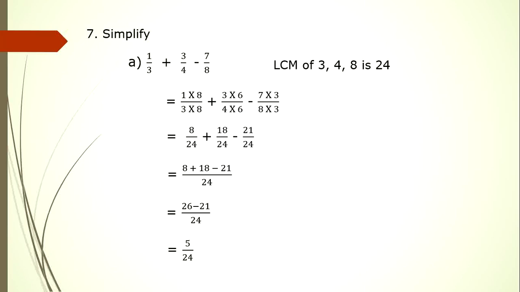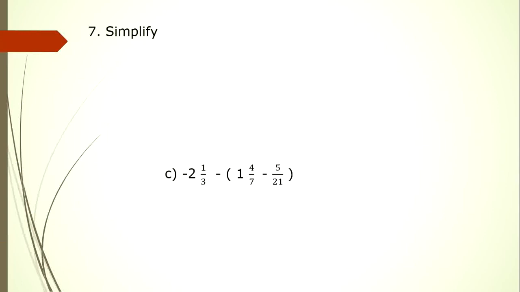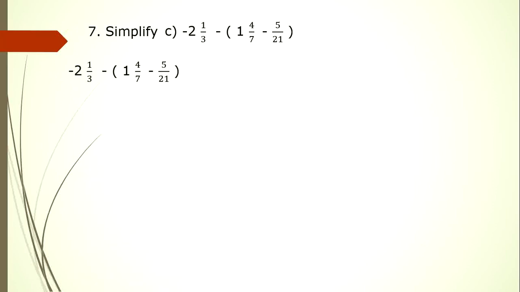Hope you all understood the 4 operations in rational numbers. Let us do some more sums. Simplify. Minus 2 1 by 3 minus 1 4 by 7 minus 5 by 21. Now first we need to simplify this. 2 1 by 3 on simplification we get 7 by 3. So minus 2 1 by 3 is nothing but minus 7 by 3. 1 4 by 7 gives us 11 by 7 and 5 by 21 taken as it is.